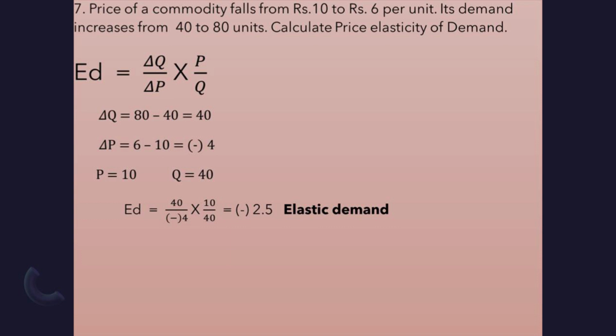Now original price 10, original quantity 40. Putting it in the formula, 40 divided by minus 4 into 10 by 40 gives you minus 2.5, which is again greater than 1 in magnitude. Call it elastic demand.